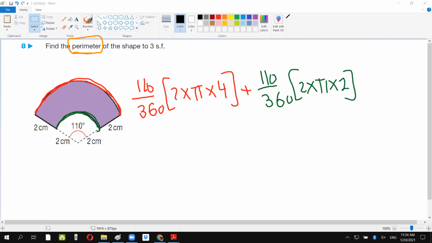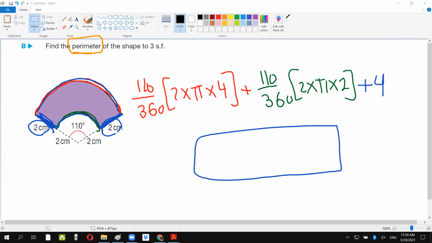Let us close the shape. I have a red line, a green line, and two straight lines. What about the length for this one? 2. And the second one? Also 2. 2 and 2, how many? 4. This is the formula. Find the answer.